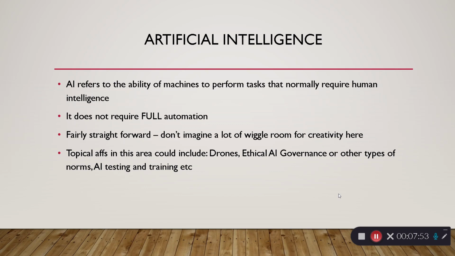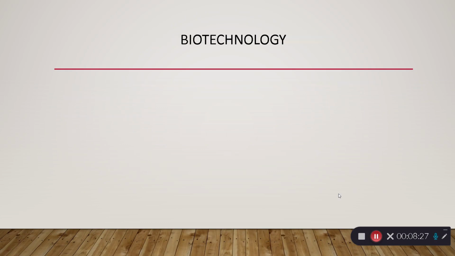But the term artificial intelligence, as it exists in the resolution, just refers to the machines that perform tasks normally done by humans. Like I said, however, it does not require full automation, which means things like drones, which are half automation, half still has some human oversight, would still arguably and pretty fairly be part of that topic. Okay, so increasing security cooperation on artificial intelligence would include any of those things or any of those potential AFs as described. The second area of the resolution that affirmatives could focus on is biotechnology.